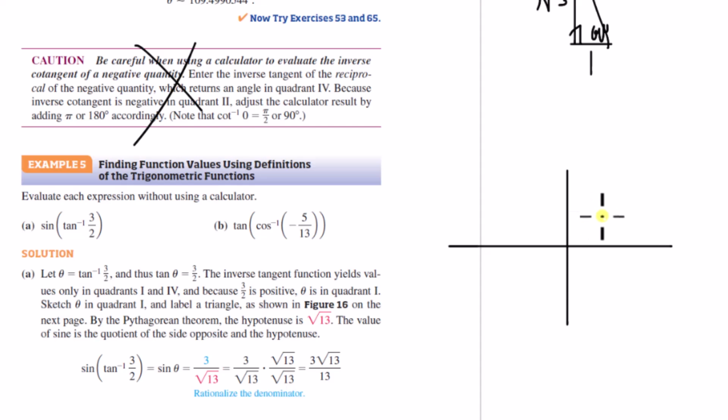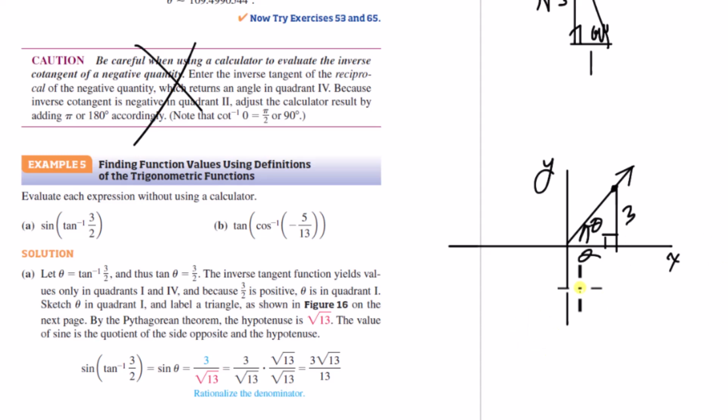Now, tangent is positive in quadrant 1, negative in quadrant 2. So it's going to be some acute angle in quadrant 1. Tangent is opposite over adjacent, so with the 3, it's going to be something above 45. So there's the angle, opposite over adjacent. Okay, so this inverse tangent of 3/2 is this angle here.